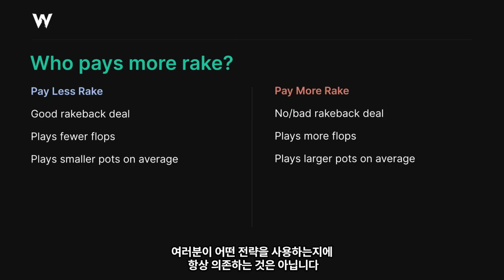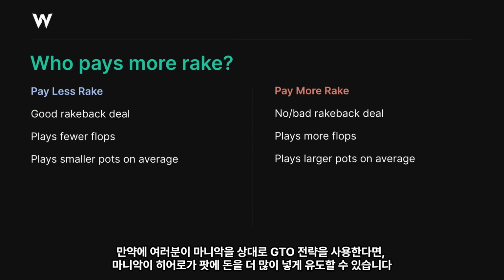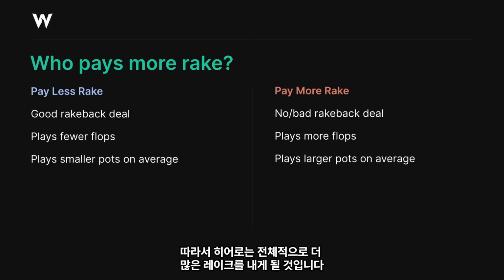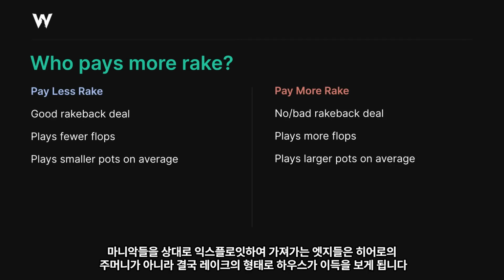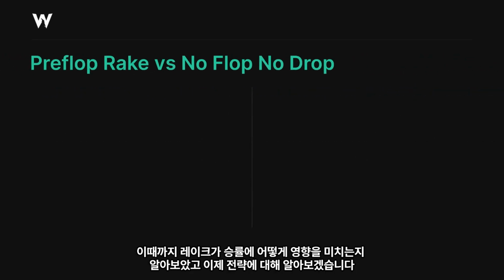Now, with that said, it's not always dependent on what strategy you're using. If you're playing a GTO strategy against the Maniac, that Maniac can cause you to put in more money than GTO would otherwise, just due to how your strategies interact. And that can lead you to paying more rake overall, just in general. It's also important to realize that exploits against these types of players aren't fully benefiting you. Some of the edge you gain from exploiting a Maniac goes to the house in the form of rake rather than into your pocket.